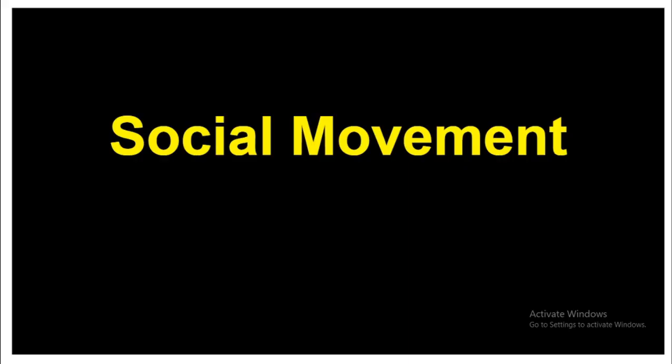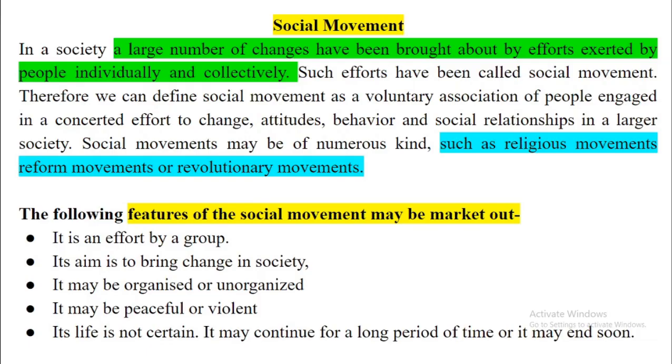Now moving to social movement, in the society a large number of changes have been brought about by effort exerted by the people individually and collectively. So some such effort has been called social movement. Social movement is taken by individuals or collectively, and therefore we can define social movement as a voluntary association of people engaged in a concerted effort to change attitudes, behaviors, and social relationships in a larger society.